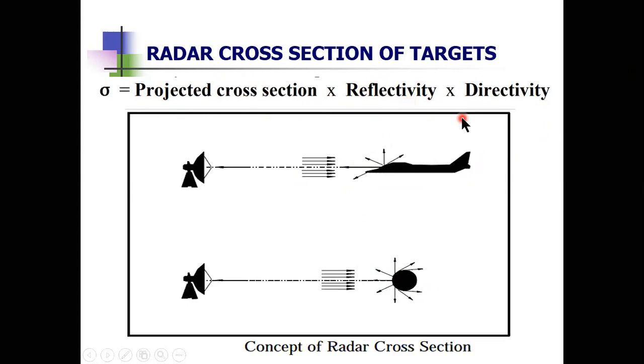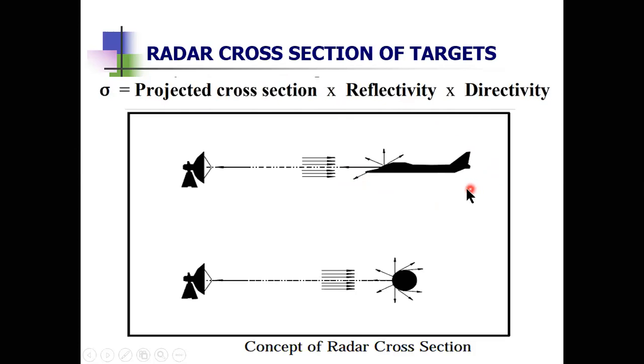So why do we have ER by EI the whole square? Because it is power, right? ER and EI are equivalent to voltages, so we have the square. Since we need power, the power reflected towards the source per unit solid angle by the power density incident per 4 pi. That's why we have ER by EI the whole square into 4 pi r square.